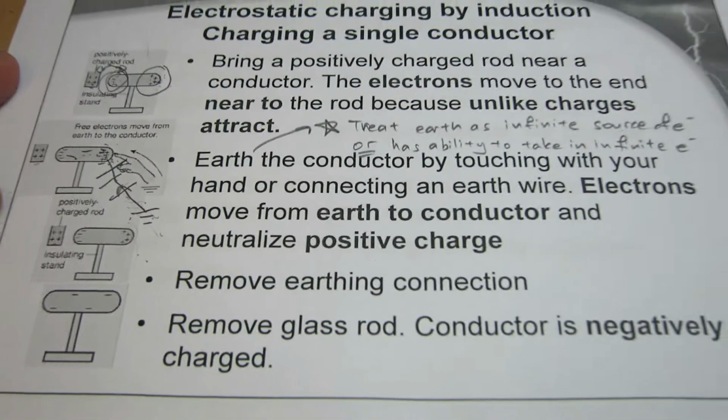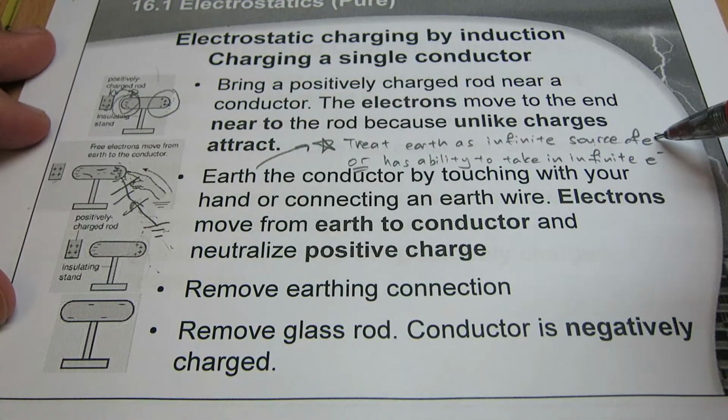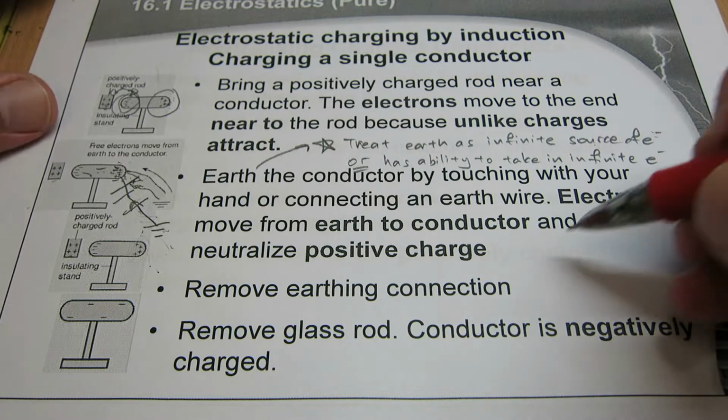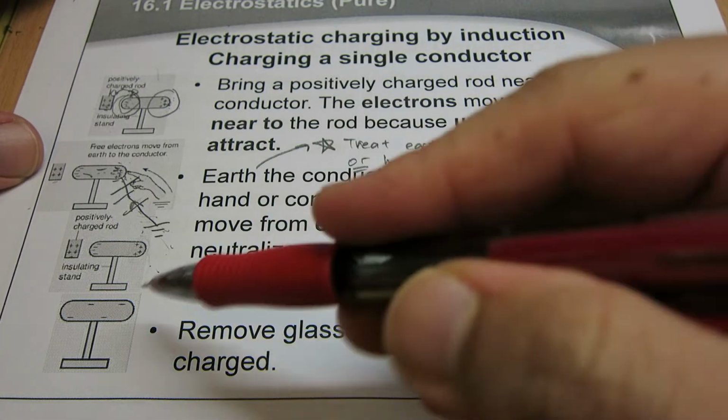Alright, so I have some things here. Treat the earth as an infinite source. You want to copy this. Alright, how then do I get a positively charged conductor?